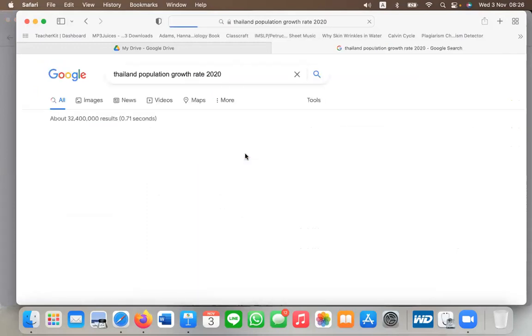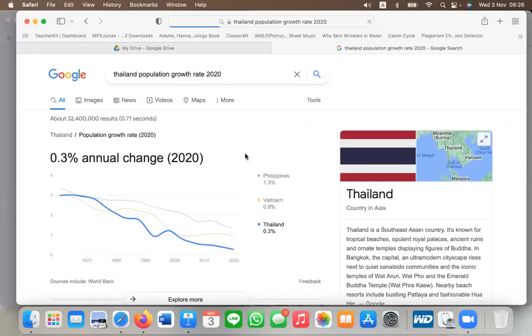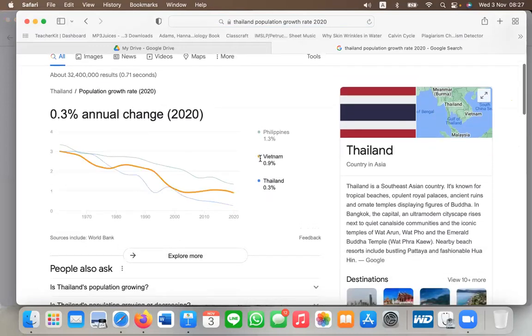So you can see Thailand's population growth rate is only 0.3%. That is lower than average. I think average would be about 1%. 2% is high. But look at this. Over the last 20 years, Thailand's population growth has decreased significantly. In 2000, it was an average 1%. And it's only decreased over the last 20 years.